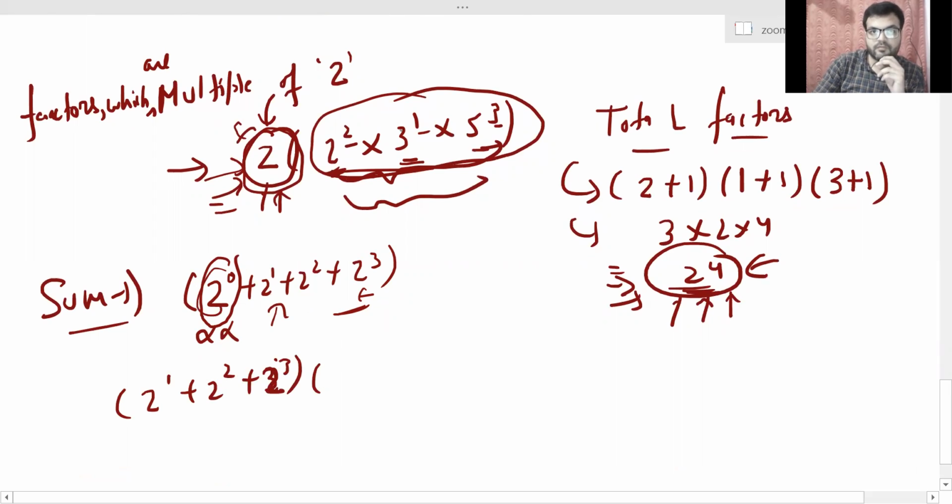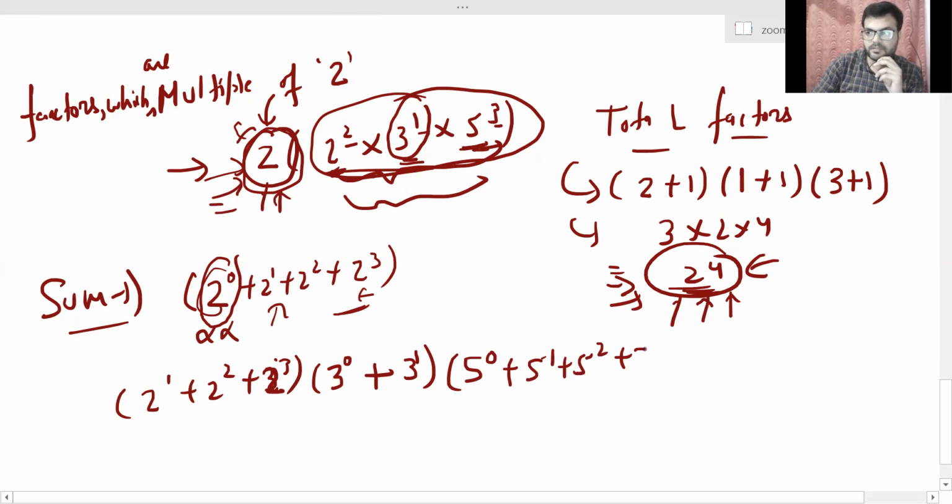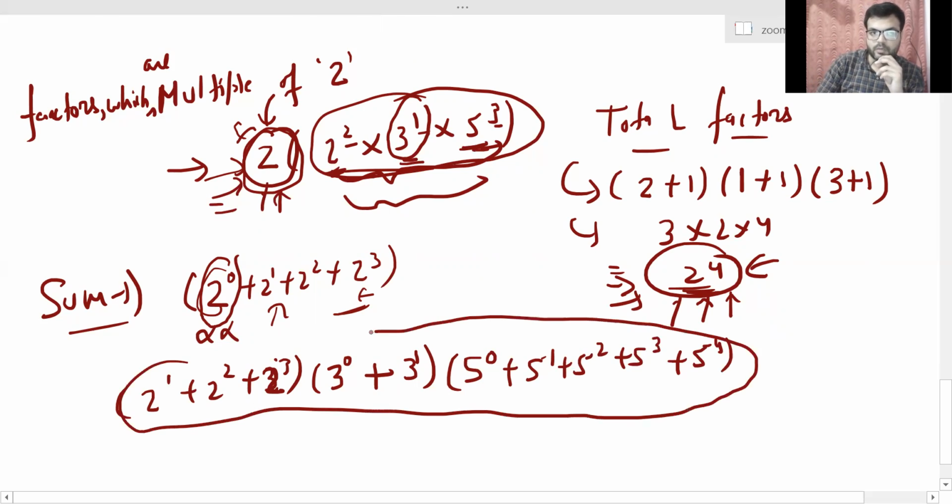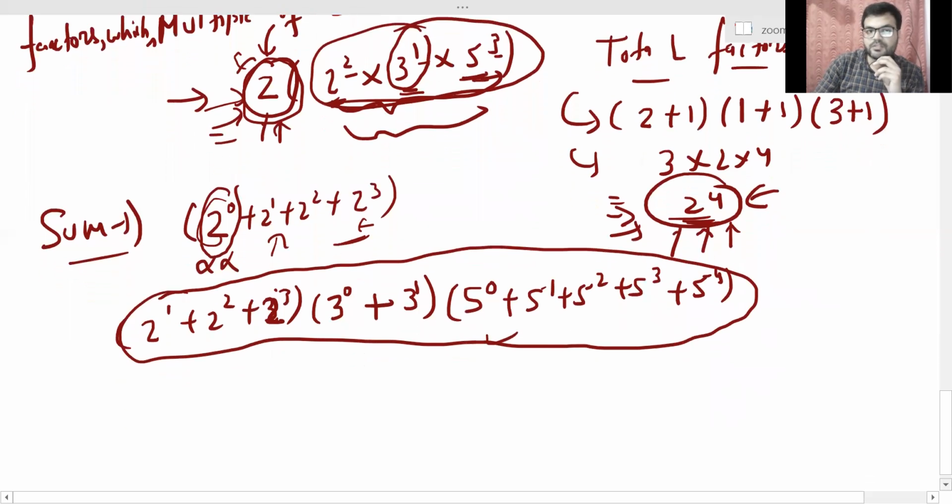In the second bracket, you have 3 to the power 1. As you have not taken any 3 out of the format, you will be starting from the power 0 of 3 as usual, and 3 to the power 1, bracket close. For the next prime, which is 5, start with the power 0 again: 5 to the power 0 plus 5 to the power 1 plus 5 square plus 5 cube. If you multiply all these 3, you will get the sum of all the factors which are multiples of 2.